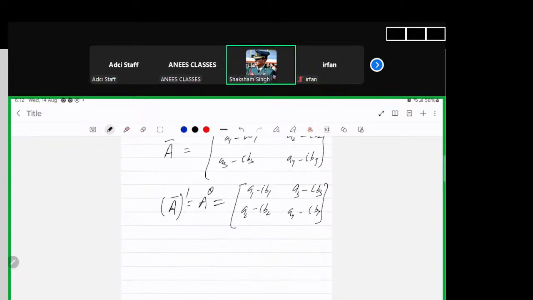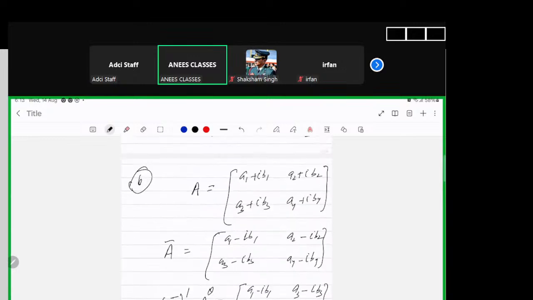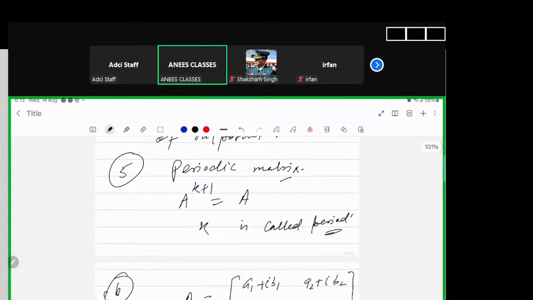So here I will teach you unitary matrix. In unitary matrix, A power theta. First of all, let A power theta A equal to unitary matrix. Understood? Yes, sir. Good enough? Yes, sir.